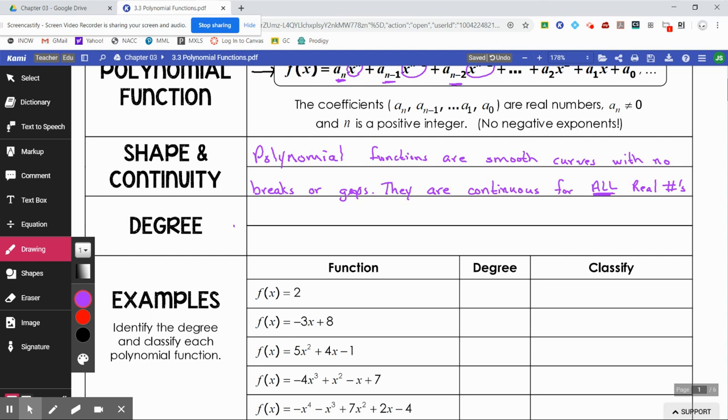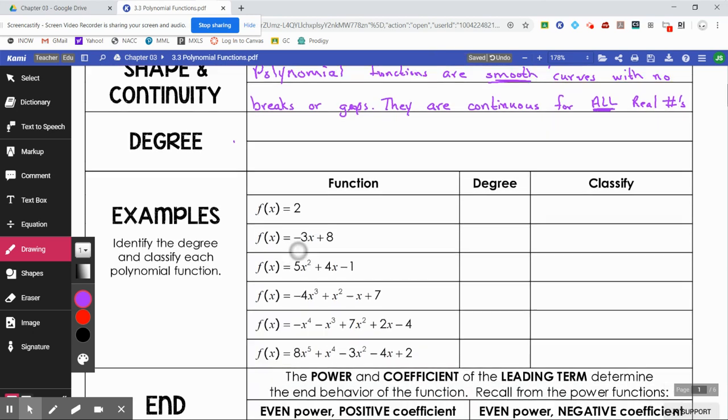And that's what these polynomial functions look like. Also, they're smooth functions, which means there's no kinks like an absolute value function or anything like that. They are going to be smooth curves all along the entire length of the polynomial.